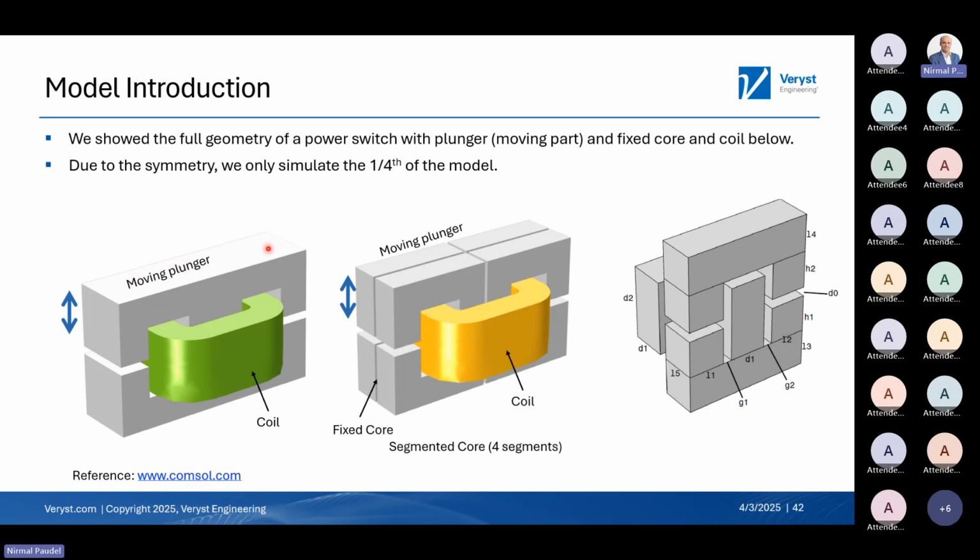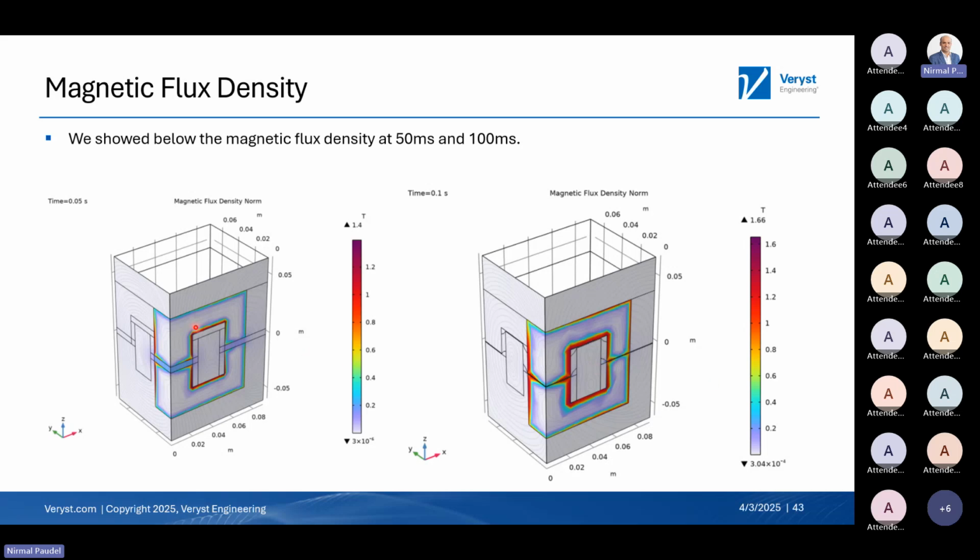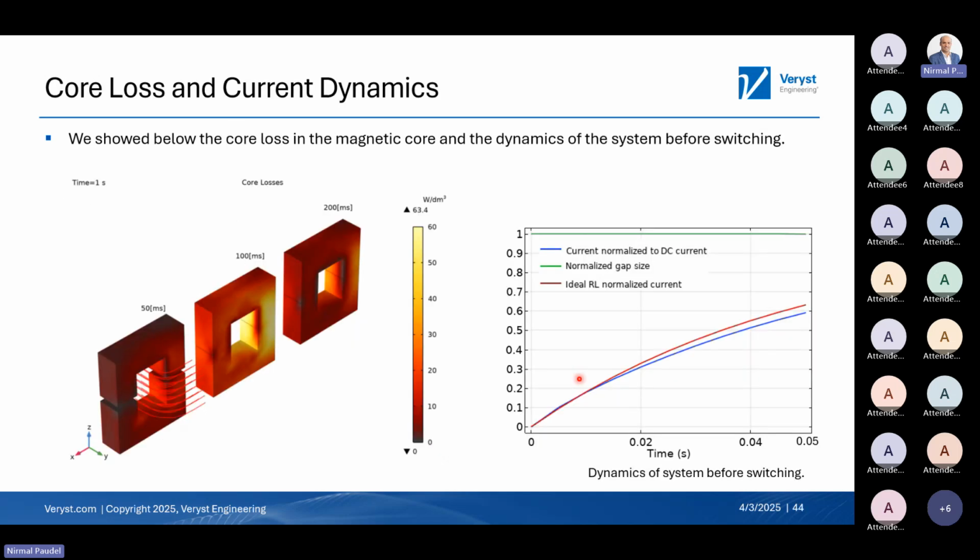So instead of using a single coil core, we split it into 4 sections so that the core loss or the hysteresis loss on this could be minimized. And given that this is a symmetric model, we cut it and only model 1/4 of it, as you see on the right. So here are some of the magnetic flux densities on the sections. The initial switching and after some switching time, where the gap is, there is a maximum gap and there is a minimum gap. So there is more flux in the core.